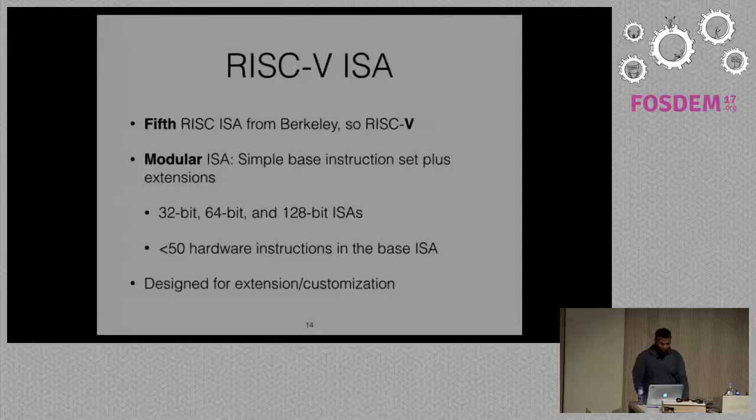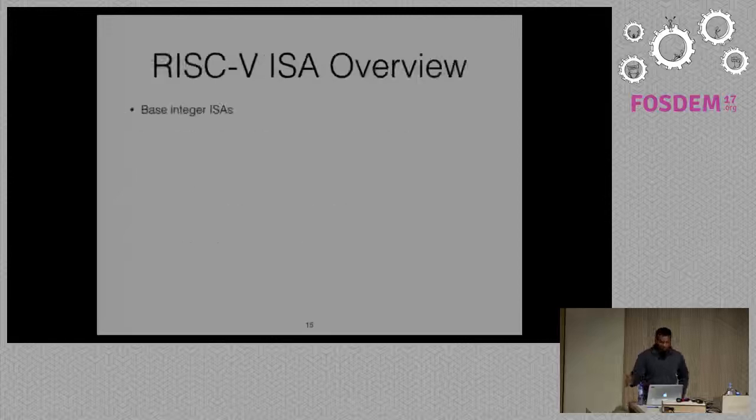So to go over the base ISA, there are different base integer ISAs for each word width. So the 32-bit RISC-V instruction set, the naming scheme is RV32I, and I stands for integer. 64-bit is named RV64I, and 128-bit is RV128I. The way the RISC-V naming scheme works is that they have these one-letter names for extensions. So I stands for integer, and there are a number of other standard extensions.